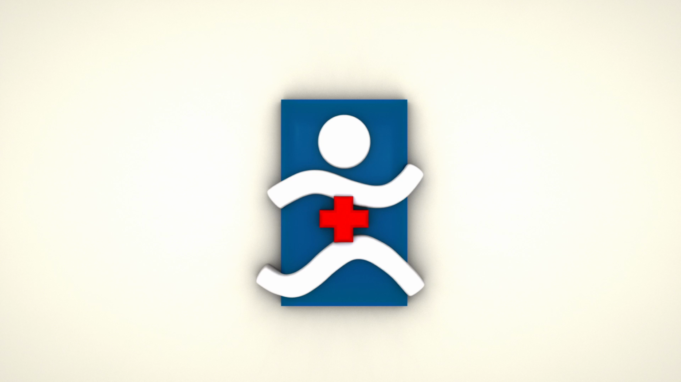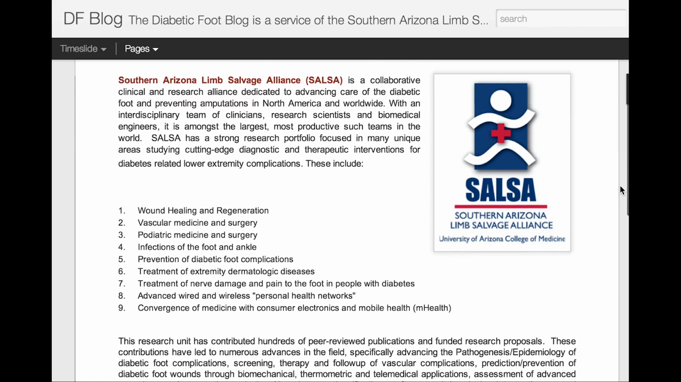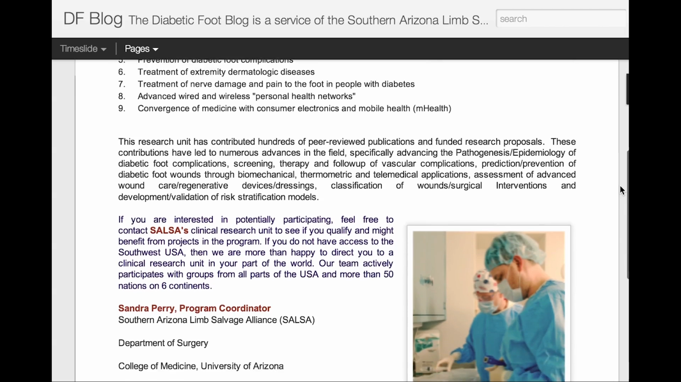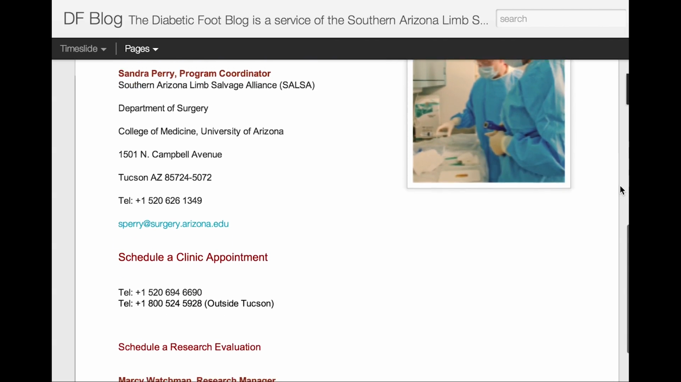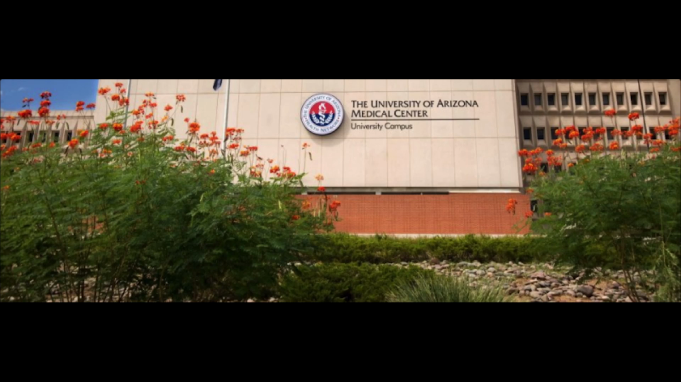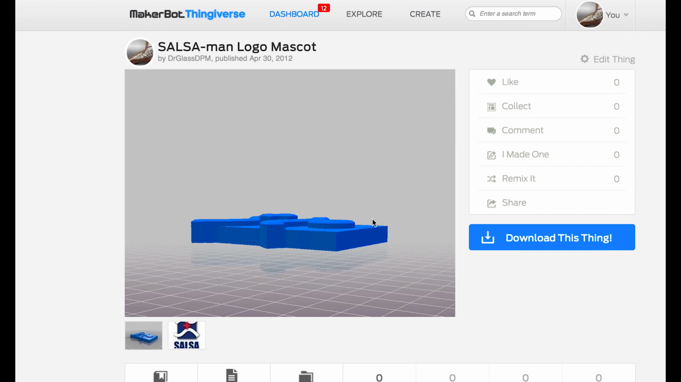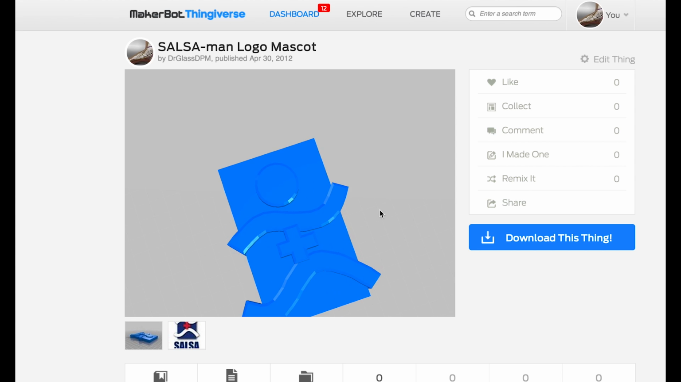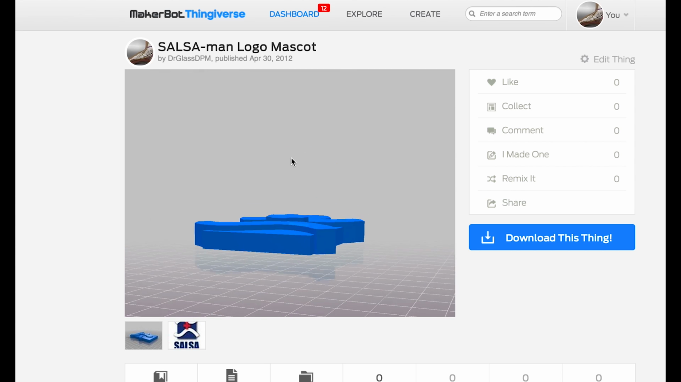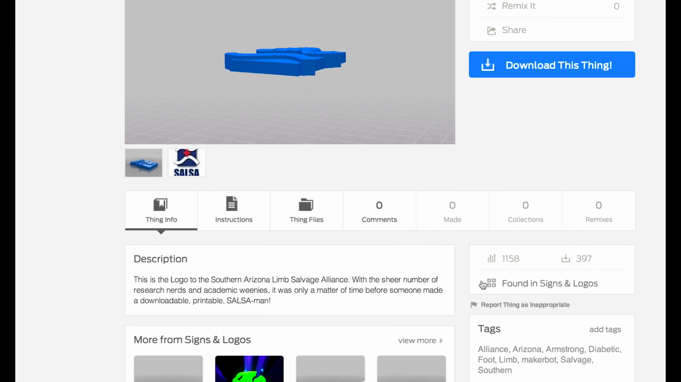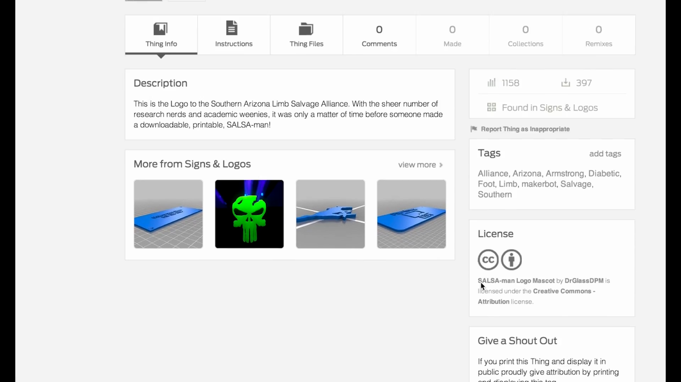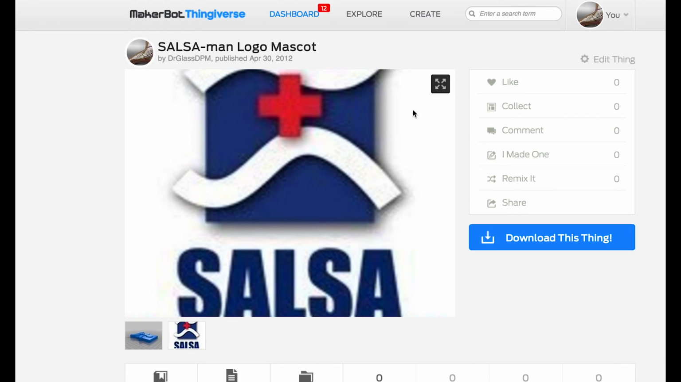I originally wanted to make this as a SALSA logo, but for those of you who may not know, SALSA is the Southern Arizona Limb Salvage Alliance here at the University of Arizona Medical Center specifically. But ultimately, a few years ago, we had actually made this logo intended as a 3D printable file on Thingiverse, and here's a shot of that entry as it stands today. Surprisingly enough, it's been downloaded a handful of times, and I honestly didn't think there would be many people interested in SALSA as well as 3D printing at the same time, but I suppose I was wrong.